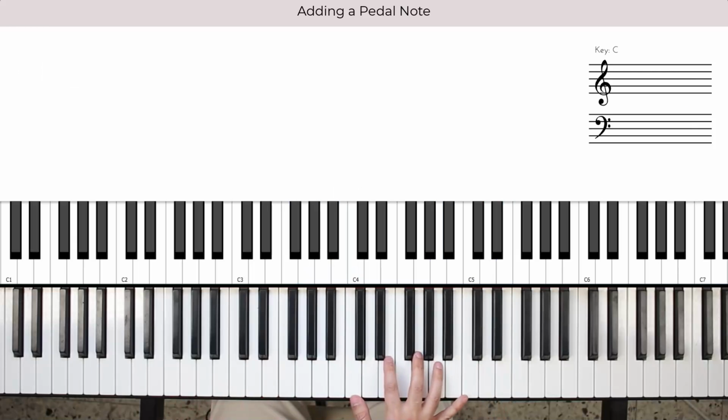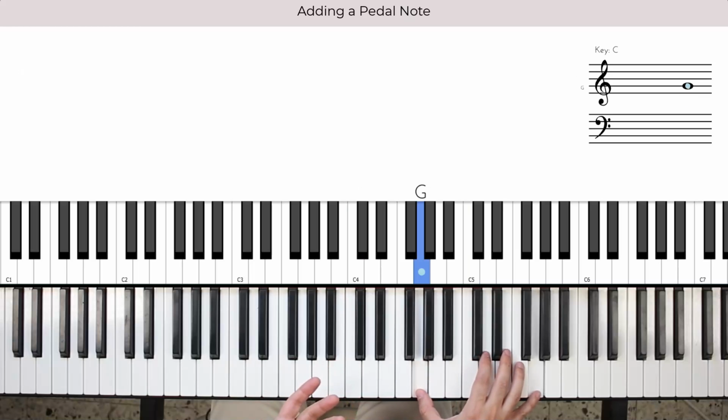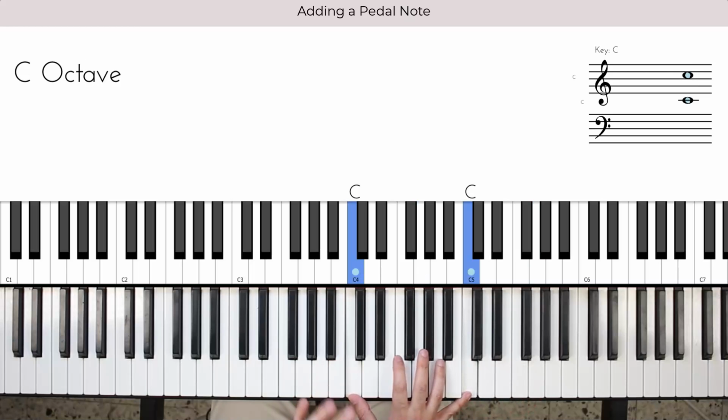Now we're going to take this one step further by adding a pedal note to it. A pedal note is simply a note that repeats throughout the changes that the motion creates. Usually the best pedal notes are either the root of the scale you're in, so in our case a C, or the fifth degree, which would be a G. We're going to pick a C.